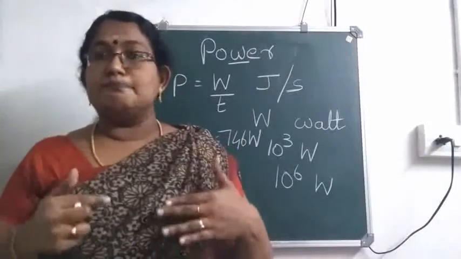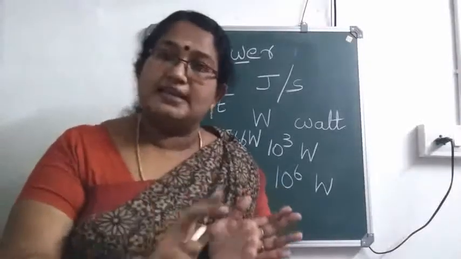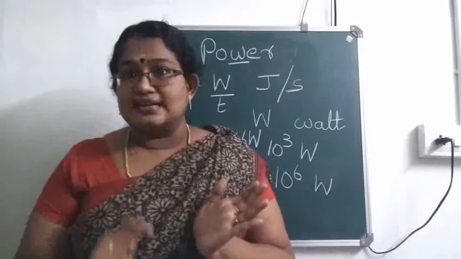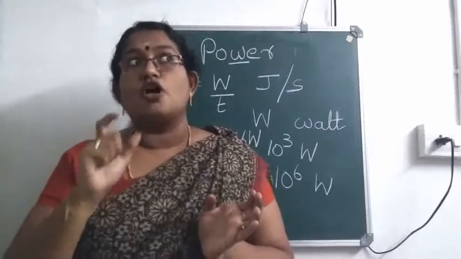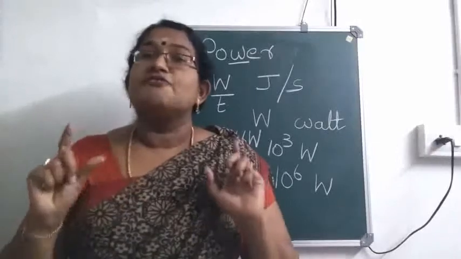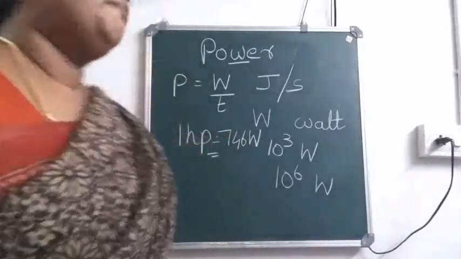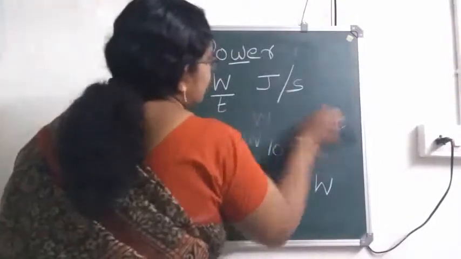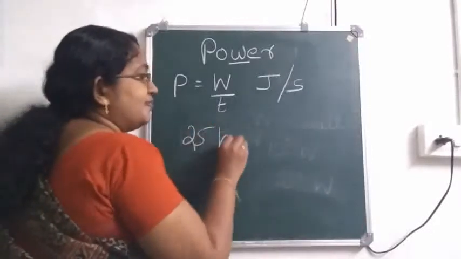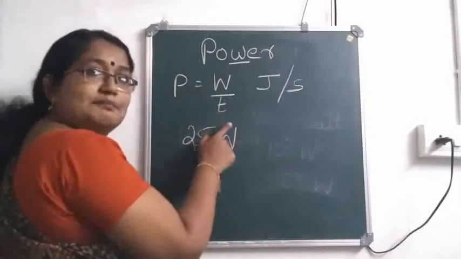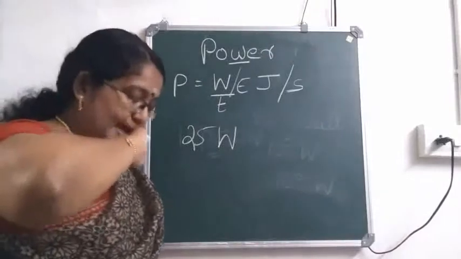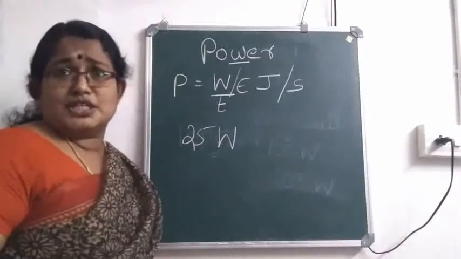So if you are buying a bulb of 25 watt, it means that bulb will convert 25 joules of electrical energy into light energy in 1 second. Okay. So I'll repeat. I'll tell you how it comes. You are buying a bulb of power 25 watt. Power is work by time, or instead of work you can use energy also, because work and energy have the same dimensions.